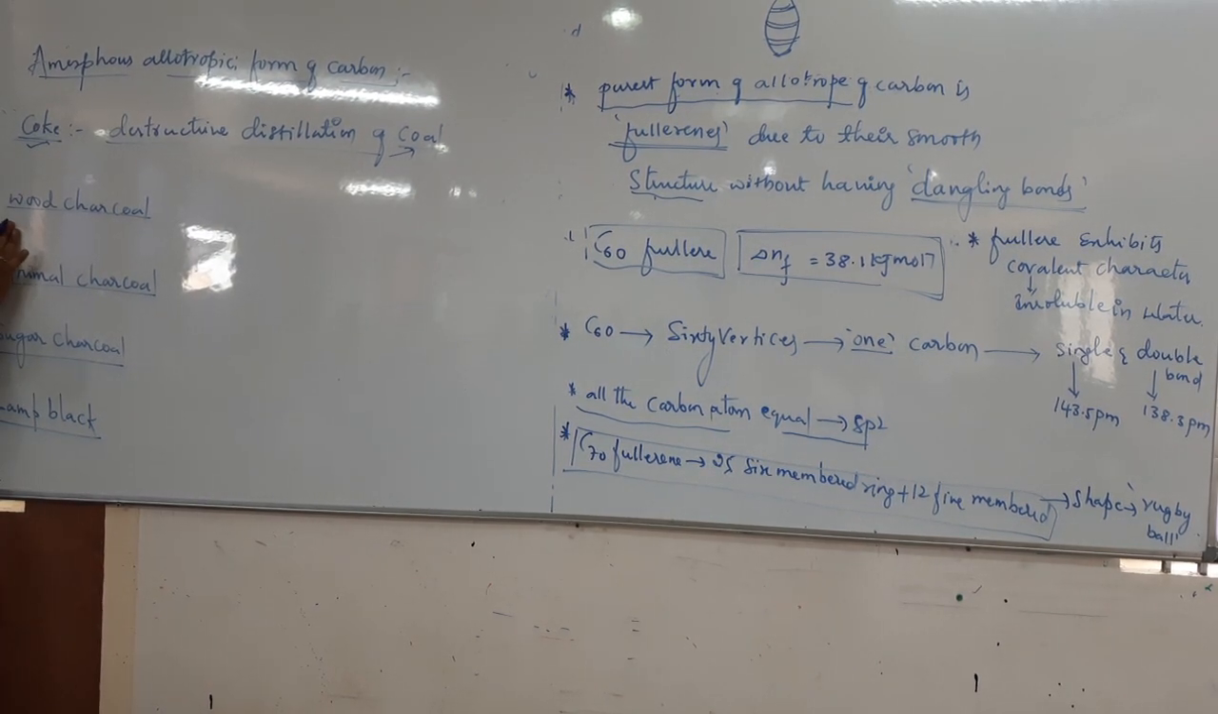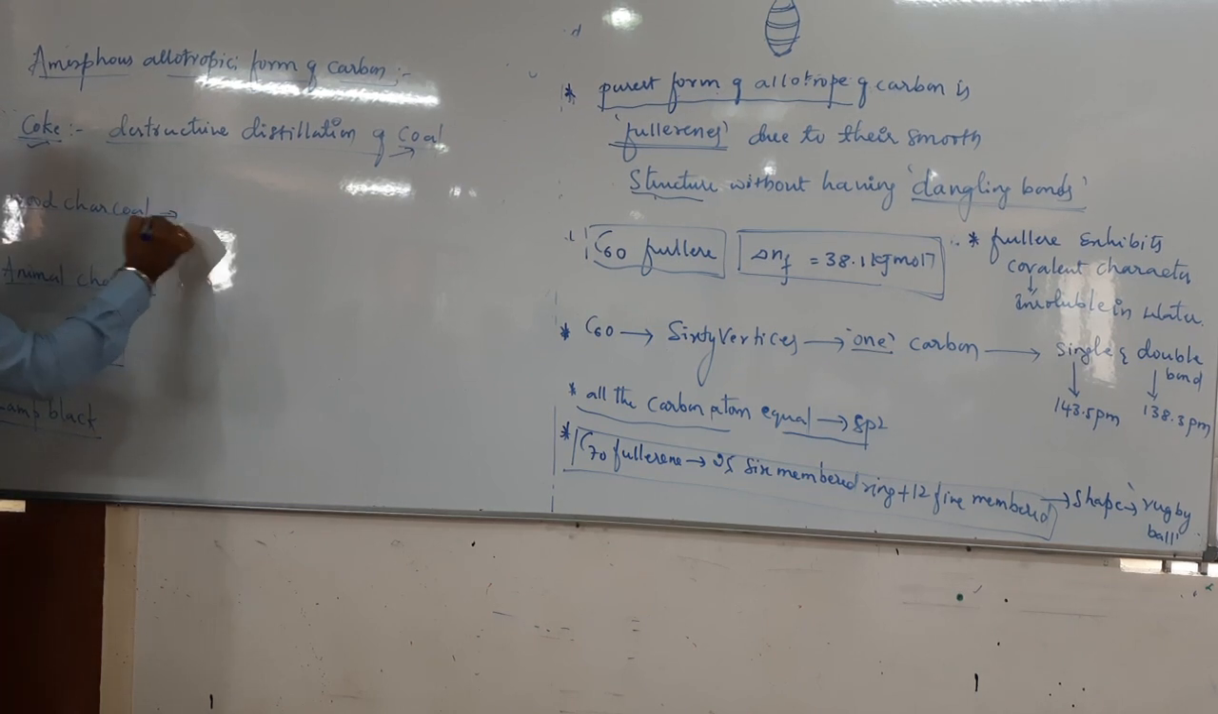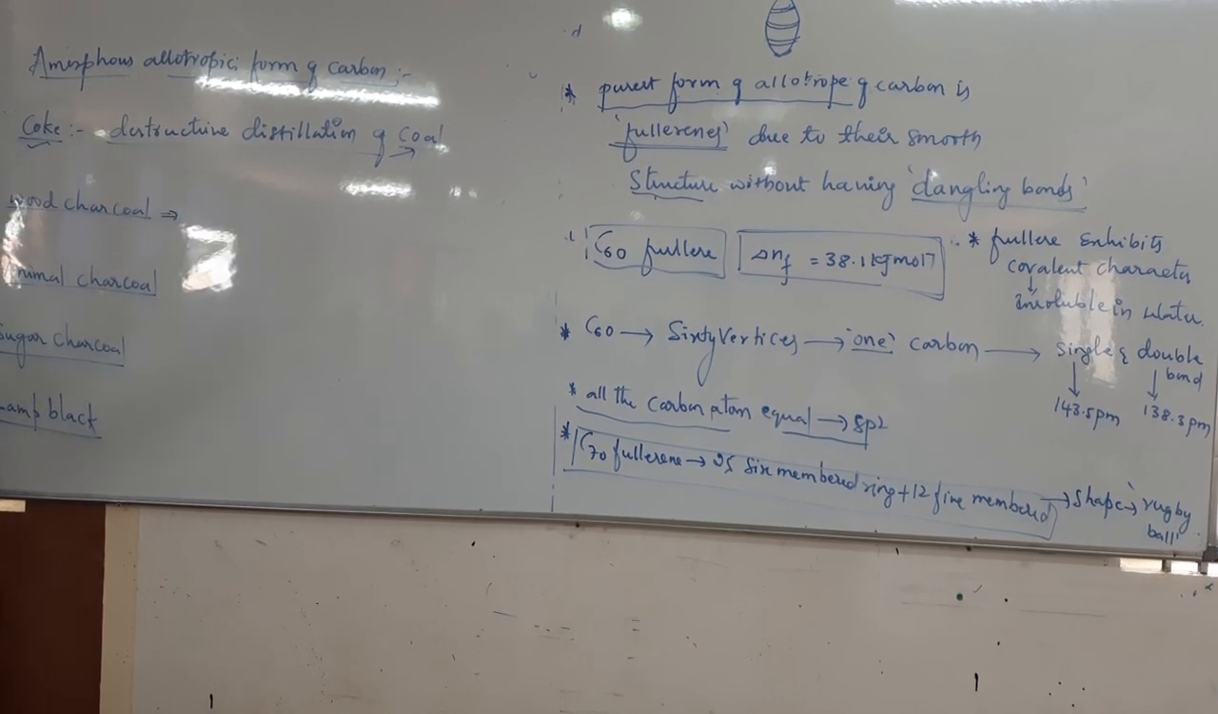Next, wood charcoal. Wood charcoal is obtained by heating wood in the presence of a limited supply of air.